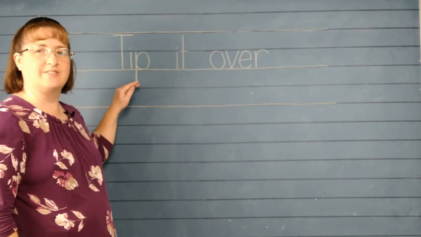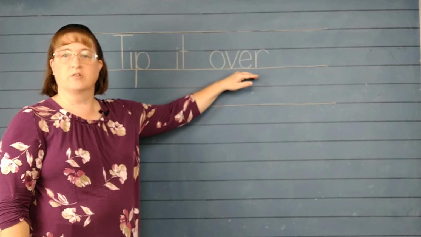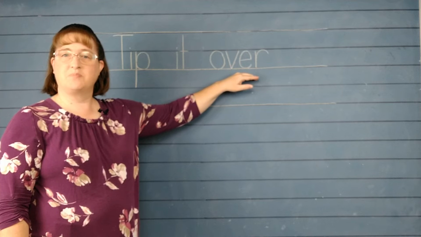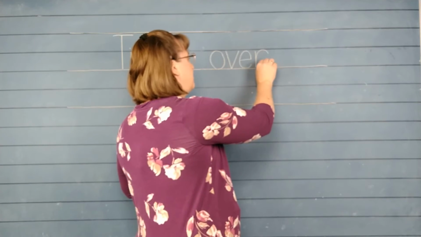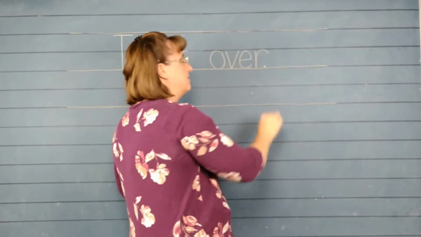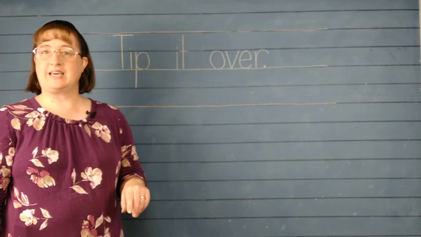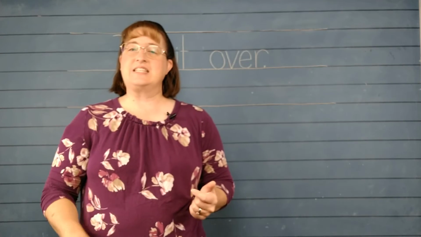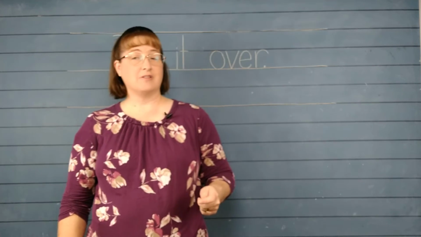Read the whole sentence with me. Tip it over. Good. That's the end. So what do we need to put? A period. Excellent. So we put a period right at the end. That tells the person that's reading that this is the end. Excellent job.